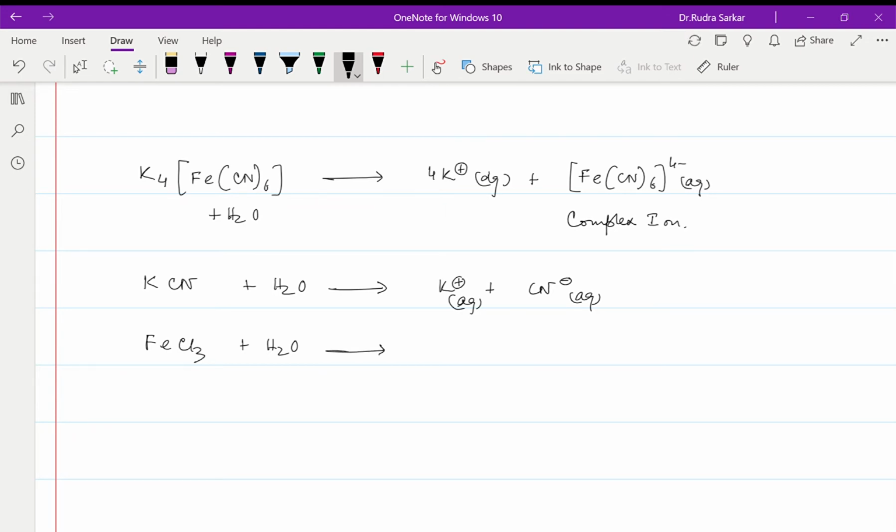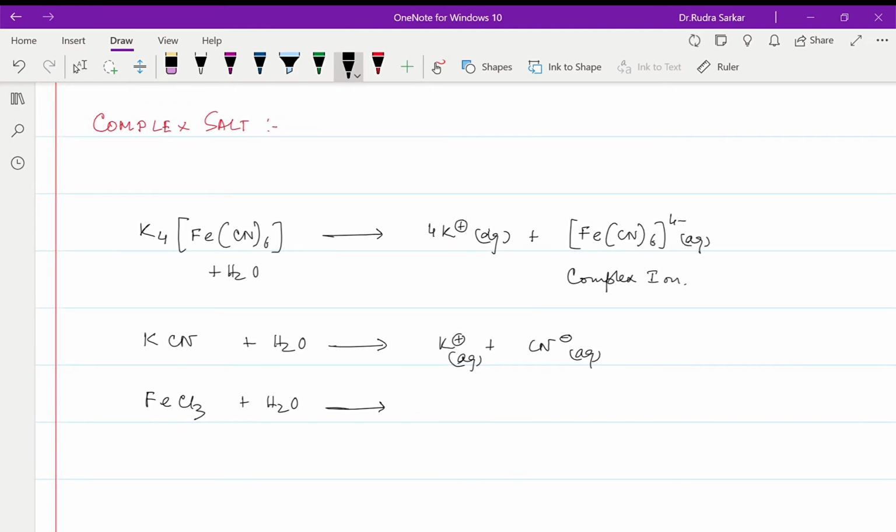But when you are dissolving K4[Fe(CN)6] and you try to do the test for the CN ion, there is no test. So it is hidden, as if it is not there. This type of behavior is complex to us, and that is why it is called a complex ion.